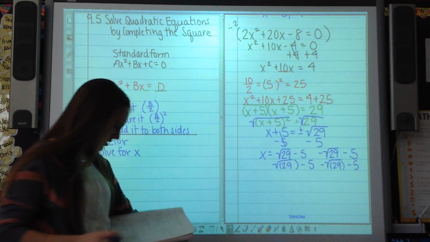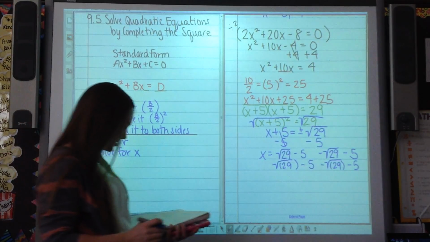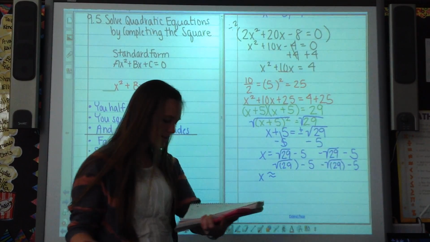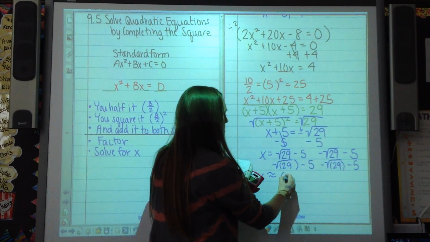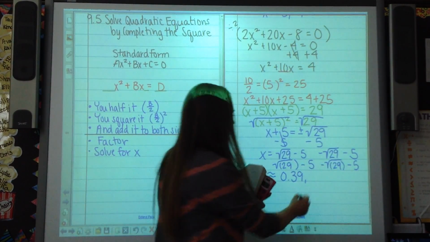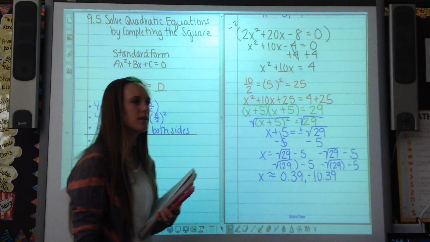Okay, when you put these into your calculator, you're going to want to round to the nearest hundredth. That's what your directions are going to say. So we get 2 answers, and because we're rounding, it's about answer. You can put an equal sign, so it means the same thing, I guess. Negative 10.39. It doesn't mean the same thing. It's about answer.